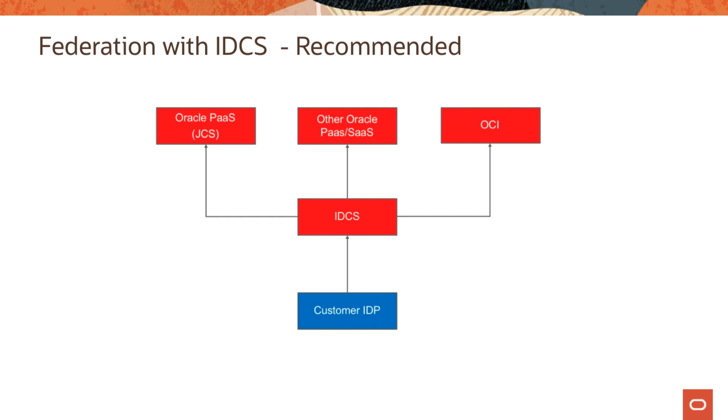And tenancies created between December 2017 and December 2018 are also automatically federated with the Oracle Identity Cloud Service, but they are not configured to provision federated users in OCI with the additional credentials of API keys and auth tokens, etc. But you can still do a one-time upgrade so that such users can have API keys, auth tokens, etc.